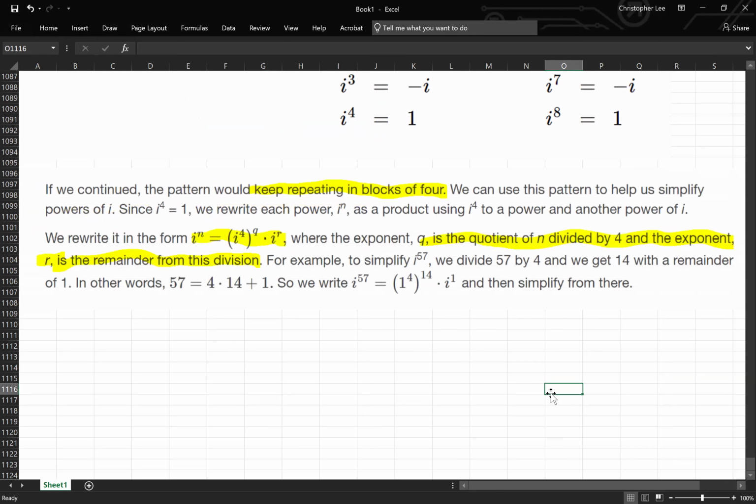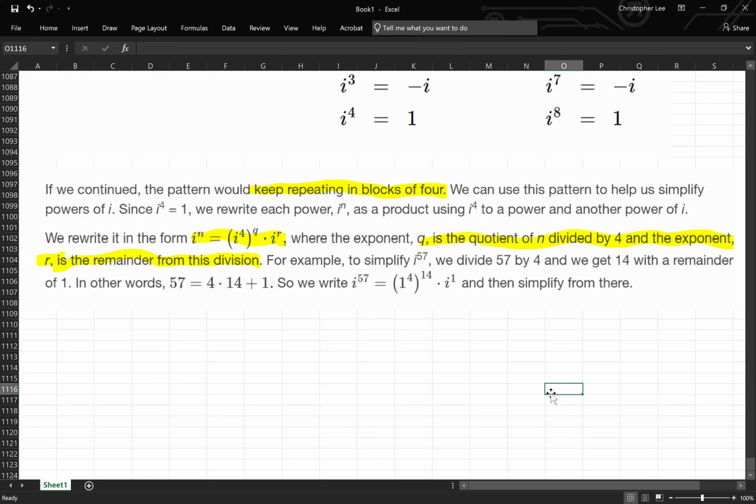So if we continued, the pattern would keep repeating in blocks of 4, right? We can use this pattern to help us simplify powers of i. Since i to the fourth is equal to 1, we rewrite each power i to the n as a product of i to the fourth power to a power and another power of i. We rewrite in the form i to the n equals i to the fourth raised to the q power times i to the r power, right?